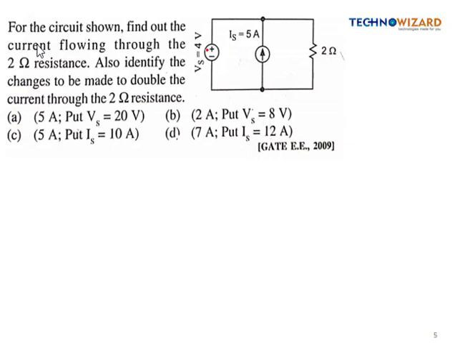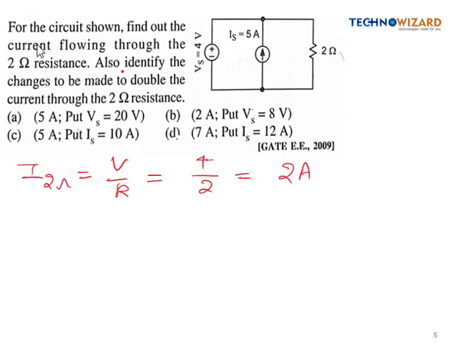So see here, these three branches are connected in parallel. So we know that in parallel the voltage remains the same. It means the voltage across the 2 ohm resistance is 4 volt. So we have to find the current through 2 ohm, which will be simply V by R. Voltage across the 2 ohm resistance is 4 volt, right? And resistance value is 2 ohm. So current through the 2 ohm resistance is 2 ampere.